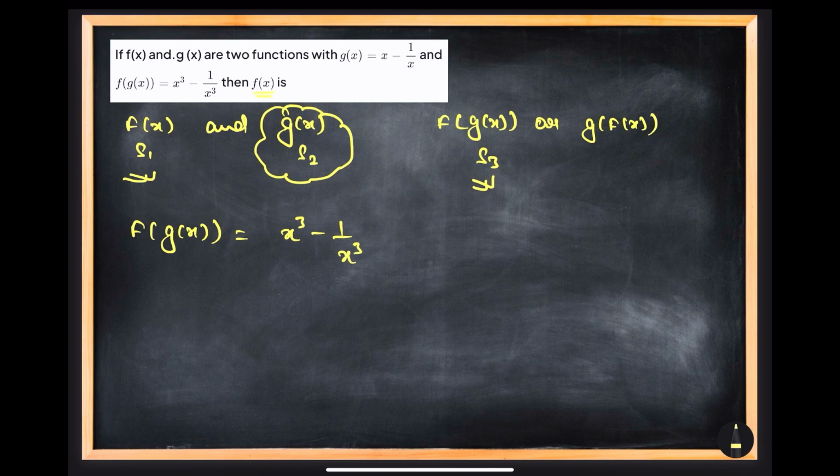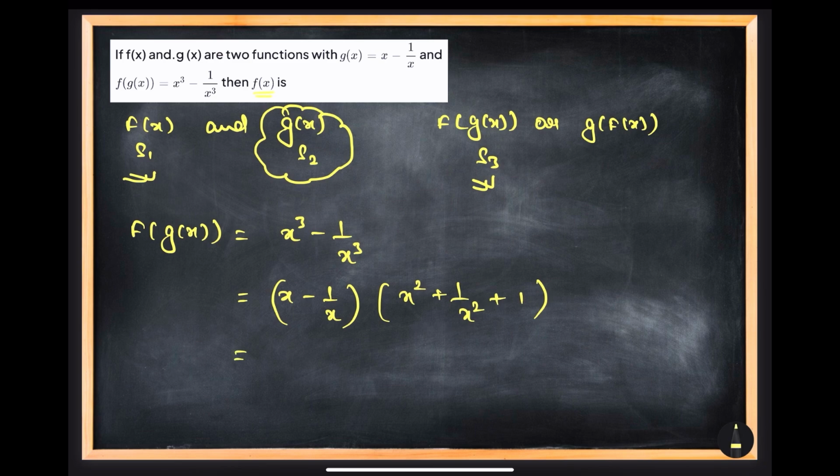So let's look at this part. This is a cube minus b cube. So can I write this thing as a minus b into a square plus b square plus ab? So this thing is g of x. But do you really think that this is g of x? No, it is not. So you have to convert this thing into g of x.